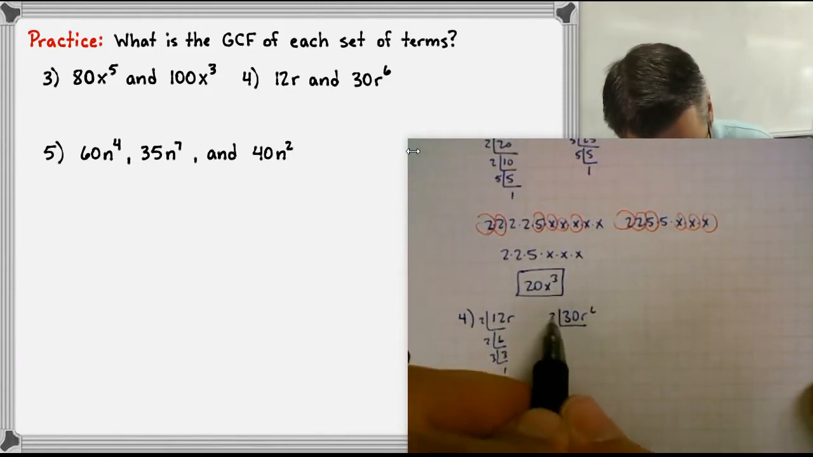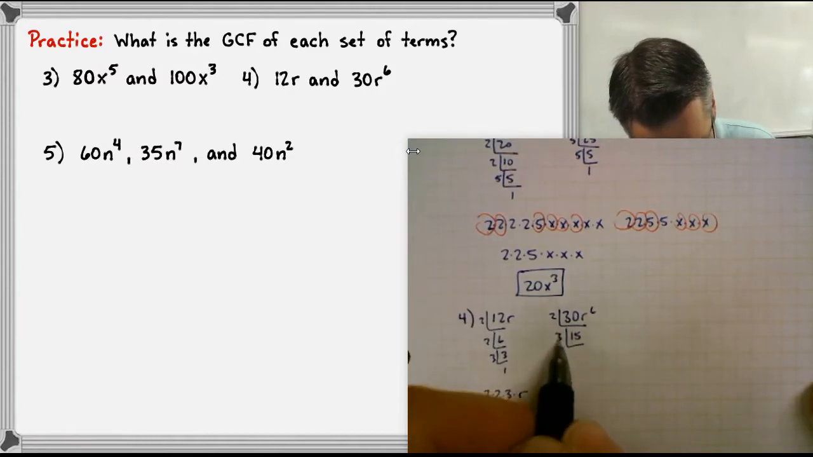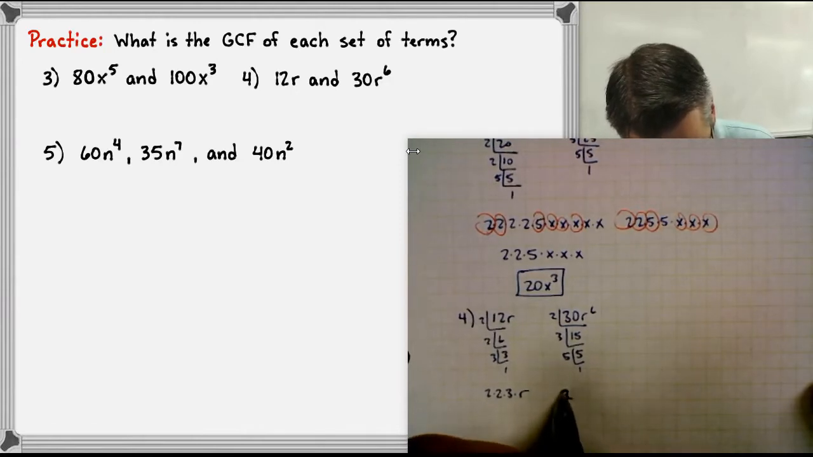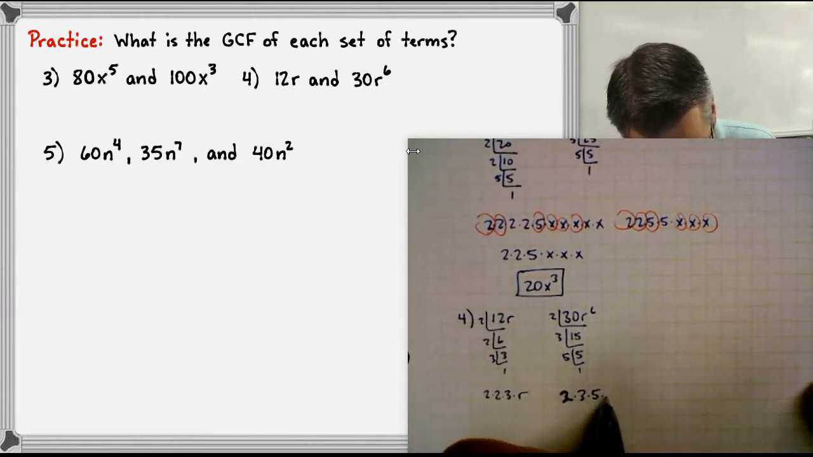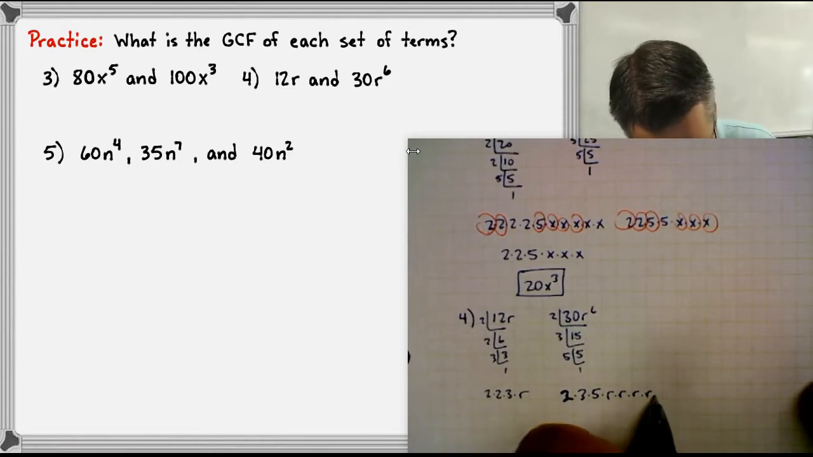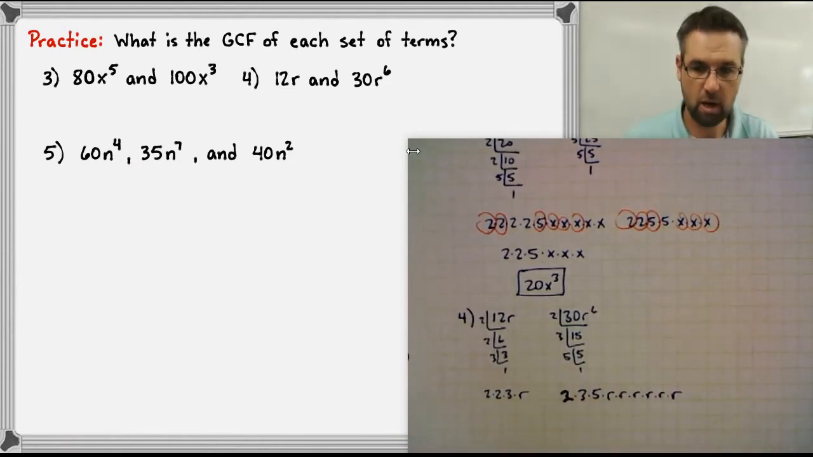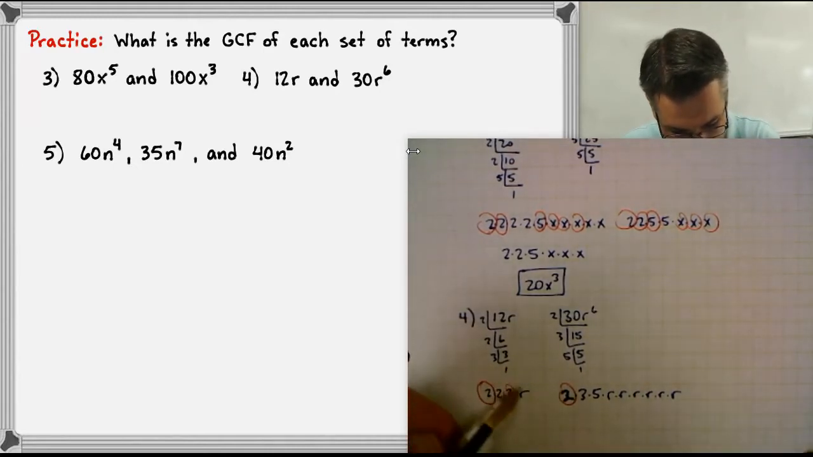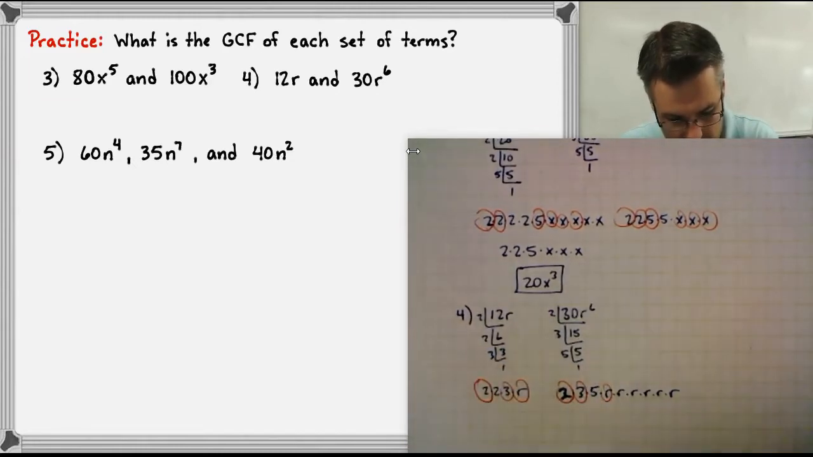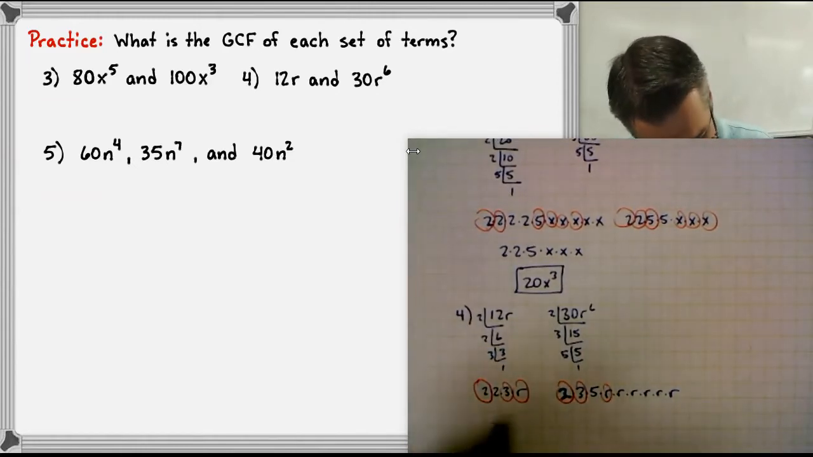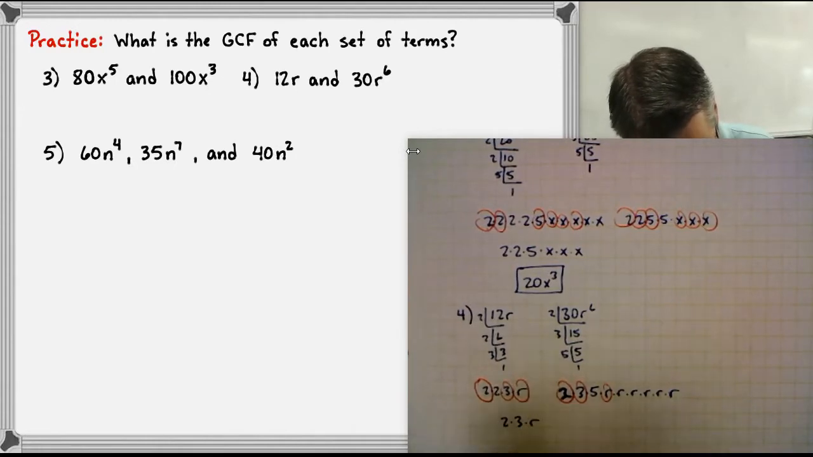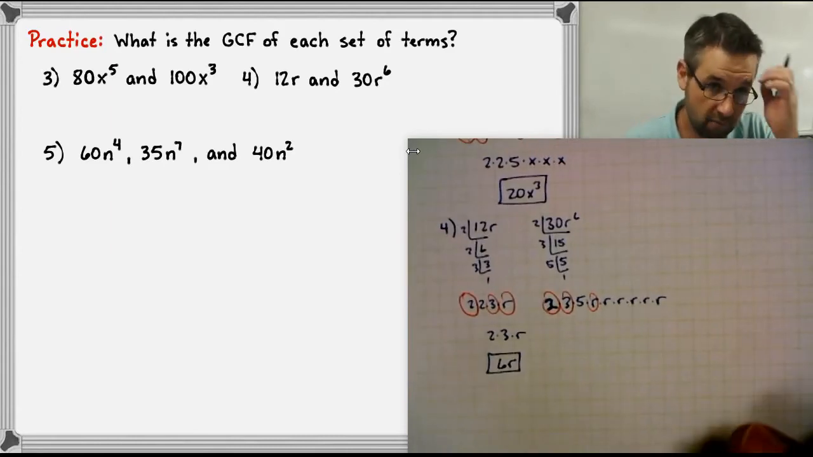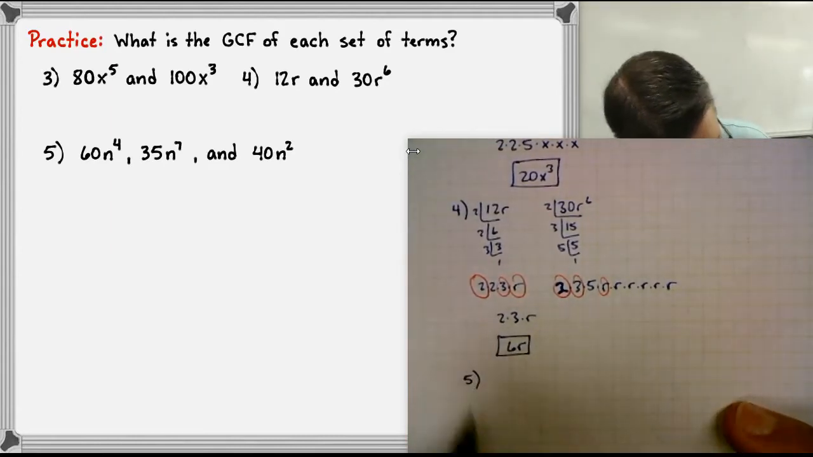For 30, divided by 2, we got 15. That's divisible by 3, so we're left with 5. That's divisible by 5, so 1. So our factors are 2 times 3 times 5 times r times r times r times r times r times r. All right. Circle our common factors. We got a 2, we got a 3, we have an r, and that is it. And so our GCF is going to be 2 times 3 times r, which is 6r right there.